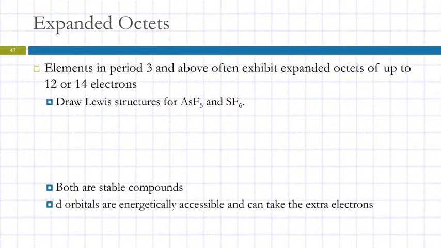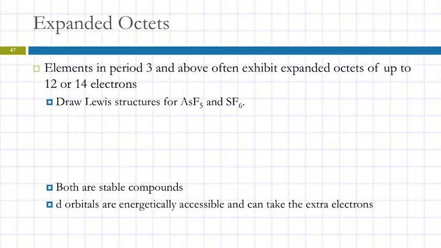In period 3, the valence electrons are in the 3p sublevel. There is a 3d sublevel that is empty but available. For elements in the second period, there's 2s and 2p. There's no 2d. You'd have to go up to 3s, and that doesn't happen. So elements in period 3 and above can expand their octets by pushing electrons into the d orbitals. And we can get up to 12 or even 14 electrons.